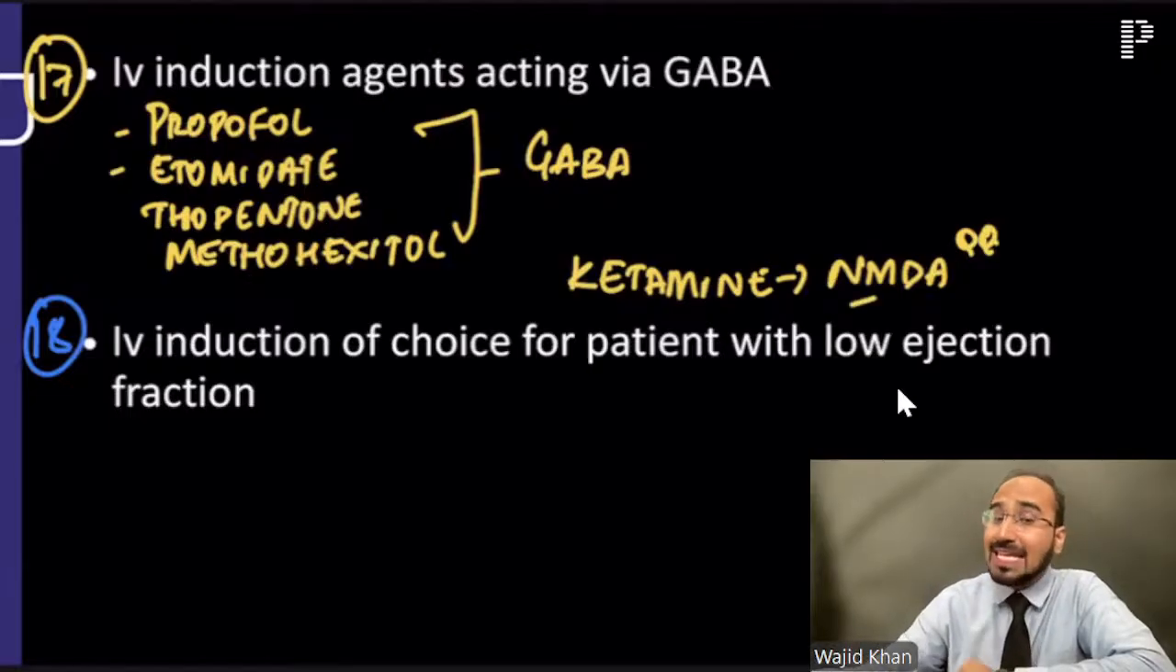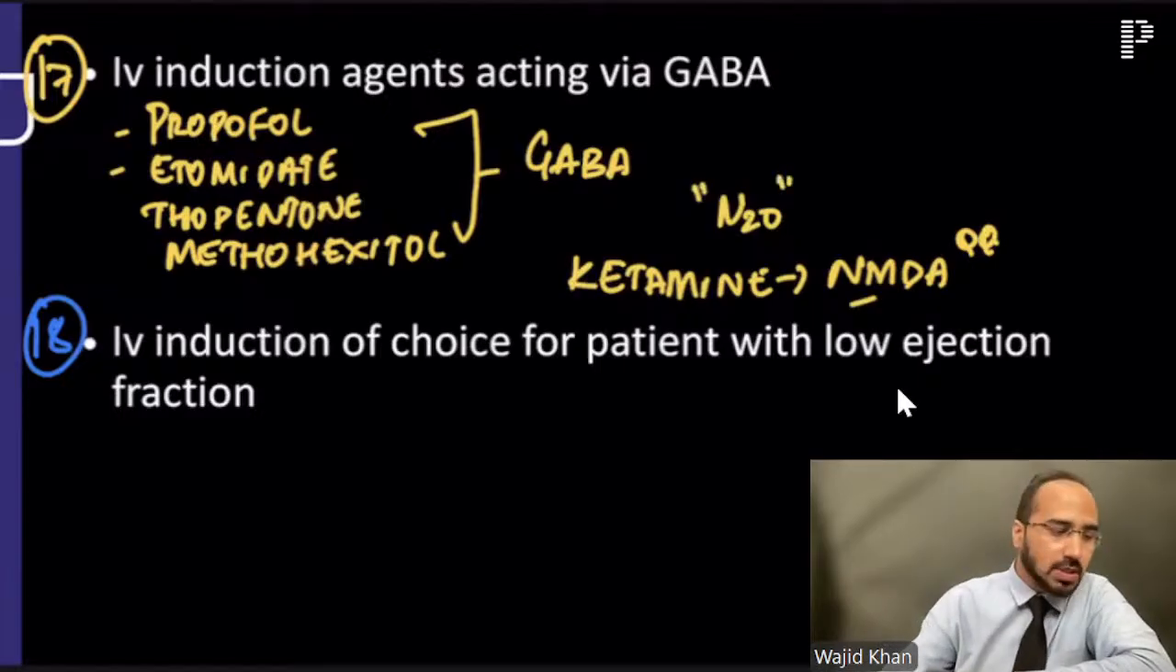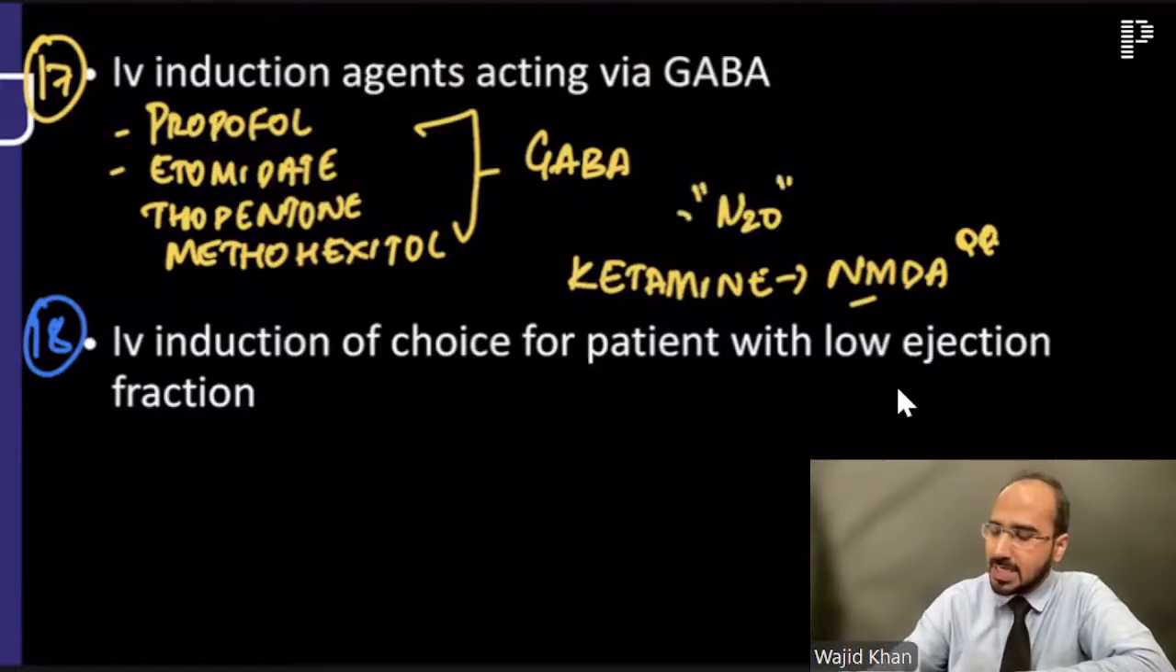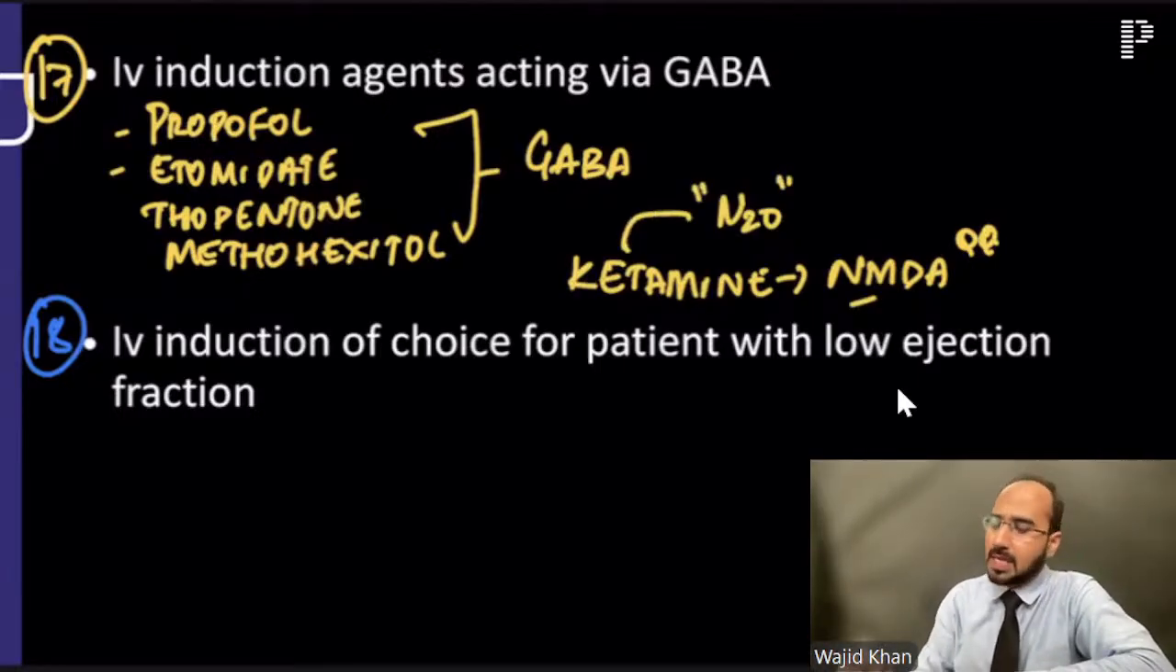There is one more inhalational agent that will act through NMDA, that is nitrous. Nitrous also acts through the NMDA. So nitrous and ketamine are the ones which act through the NMDA in anesthesia.